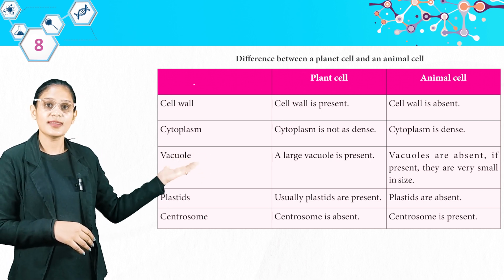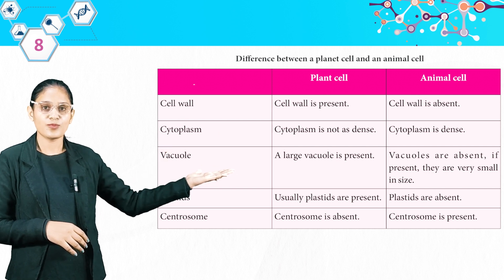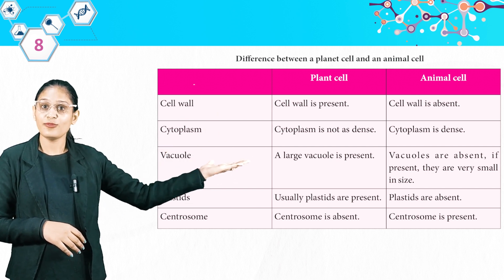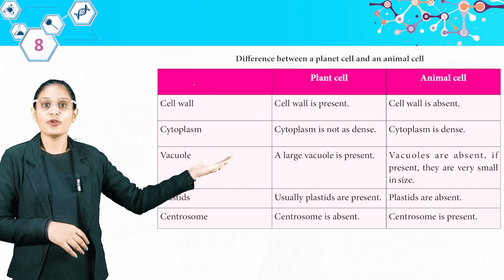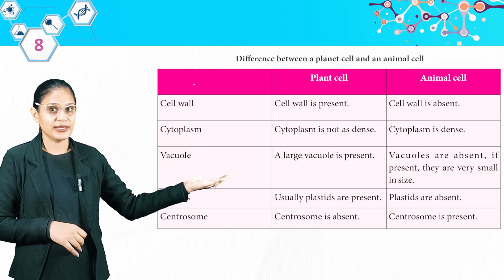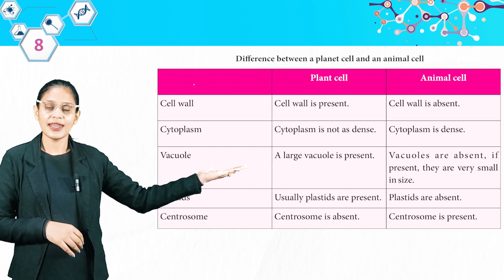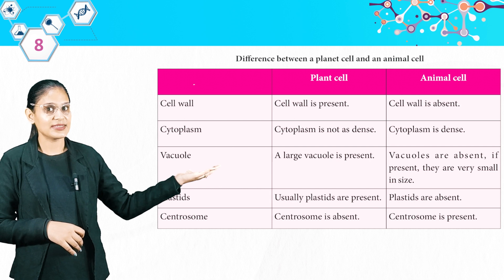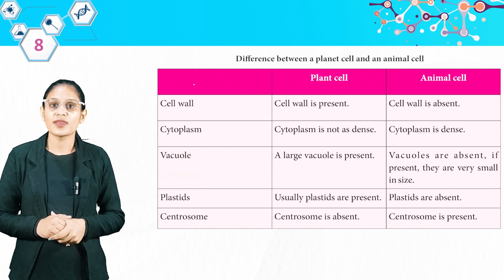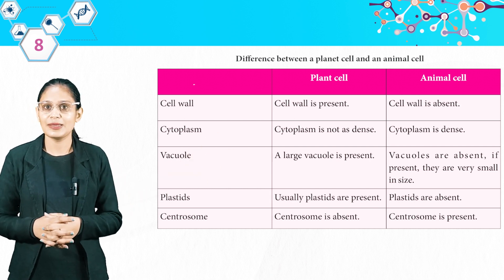Here we have cell wall. Cell wall is present in plant cell. Cell wall is absent in animal cell. Then we have cytoplasm. Cytoplasm is not as dense in plant cell. Cytoplasm is dense in animal cell. Vacuole. A large vacuole is present in plant cell. Vacuoles are absent. If present, they are very small in size in animal cell.